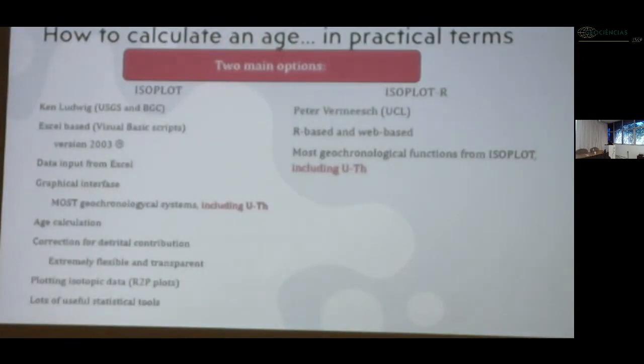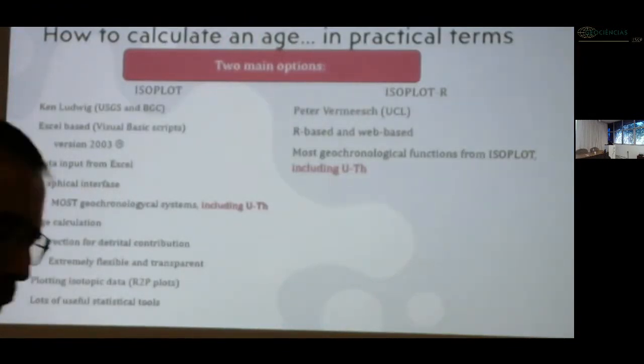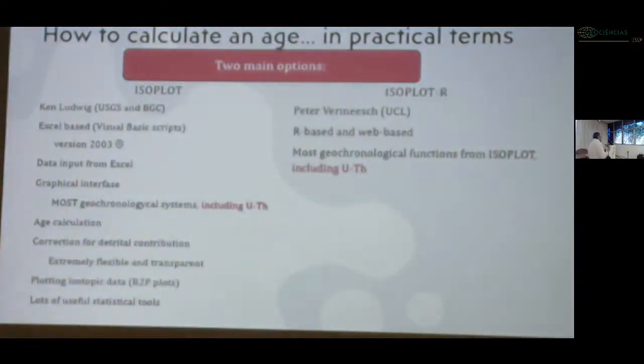There are several software options to do it. You can actually do it in Excel. You can write software. But there are two main options to actually get the ages. Two software packages that are very, very easy to work with. One of them is Isoplot, and the other one is IsoplotR.